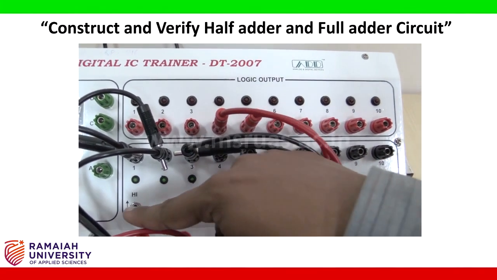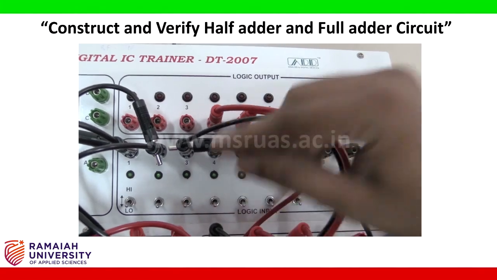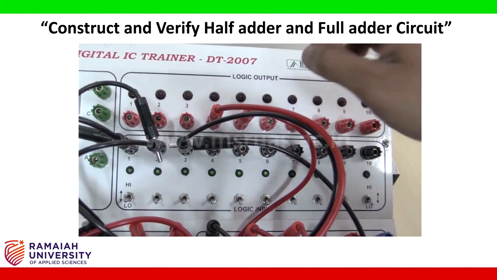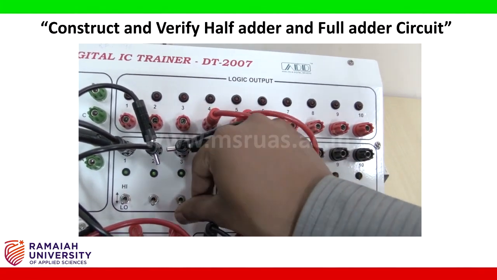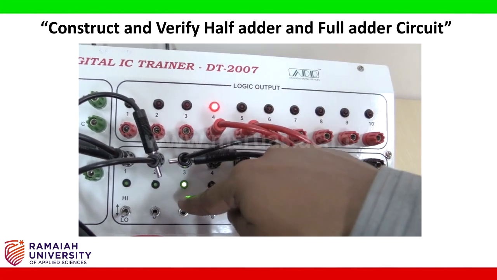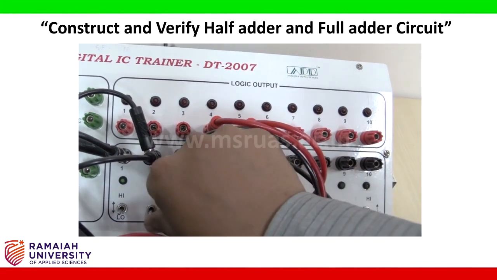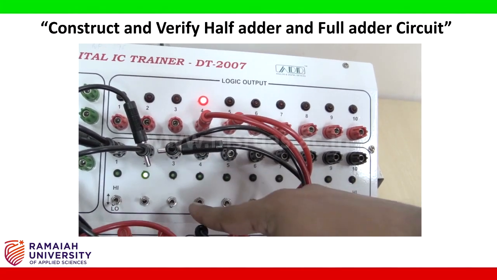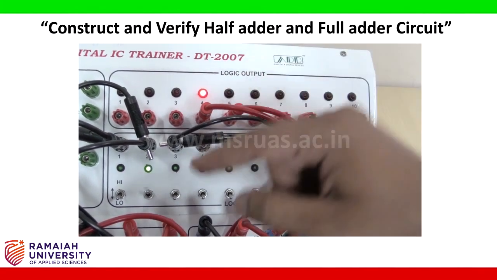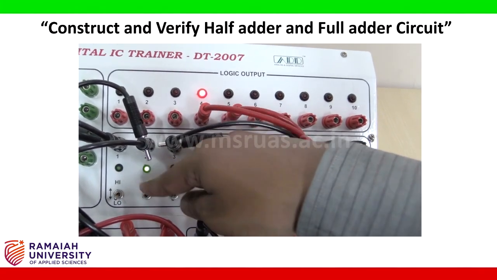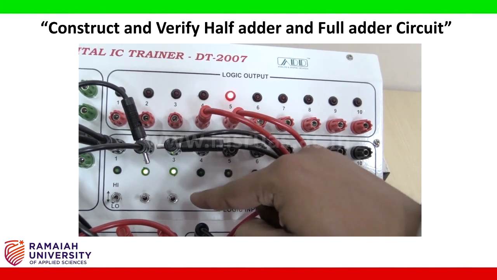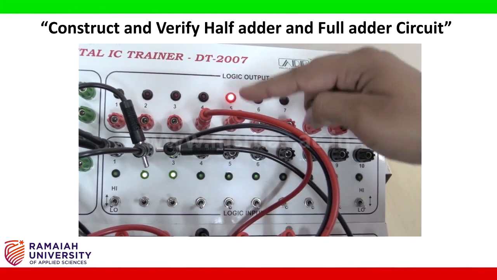So now for the inputs 0, 0, 0, the output is 0. Both sum is 0 as well as carry is also 0. Now for the input 0, 0, 1, you can see sum is 1, carry is 0. Now I will change the input combination to 0, 1, 0. So for 0, 1, 0, the output shows sum is 1 and carry is 0. For the third combination, that is 0, 1, 1, you can see the sum is 0 and the carry is 1.